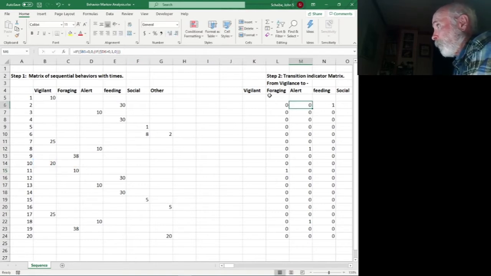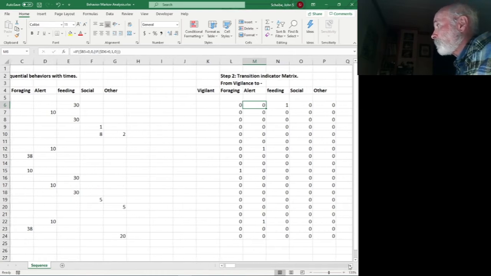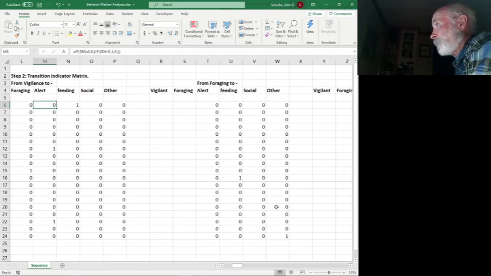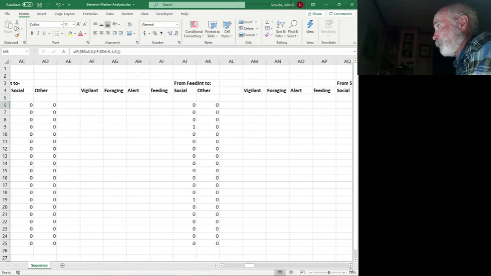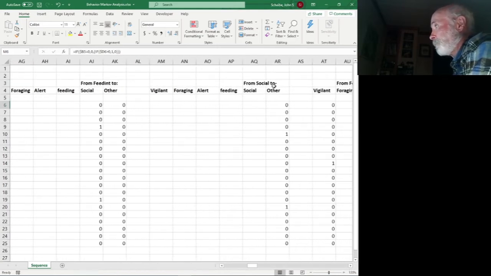So it works. And notice what's happening here. We're going from vigilance to foraging and so on. Notice we don't have to fill in the vigilance. We'll deal with vigilance to vigilance later on. Here it's the same matrix, except now I'm starting with foraging to alert, and I don't have to worry about foraging to foraging. I'm dealing with that later on. Now I've made the matrix even smaller. Notice I'm just going in one direction, from social to other.